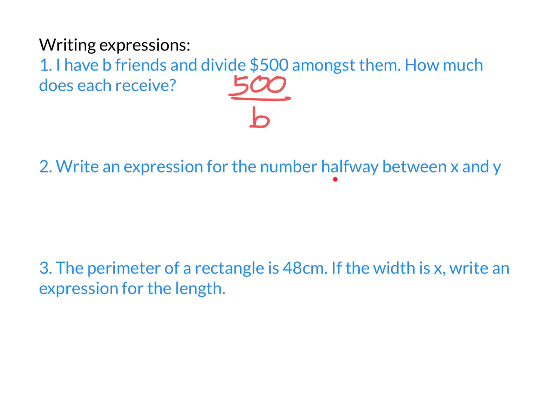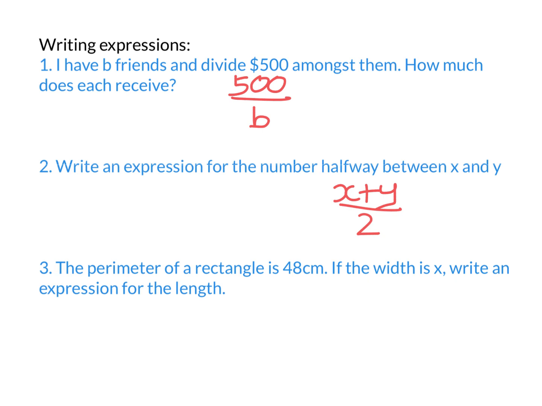What about an expression for the number halfway between X and Y? So if you have two numbers, here unknown numbers are X and Y, how would you find the number halfway between? Well, all you would do is add them up and divide by 2. So this is just an expression that tells us how we would figure out the number halfway between two numbers. You just add them up and divide by 2.